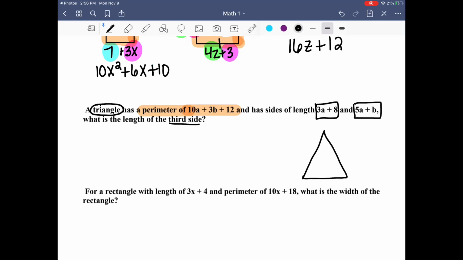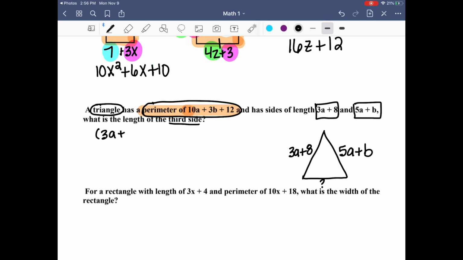So if I were to draw this figure out, we know that one of them is 3a plus 8, and we know the other one is 5a plus b. They want to know this third missing side in order to equal this perimeter that was given. Well, if we think about perimeter, we're going to add up the 2 sides that were given, and then we're going to subtract that from the perimeter, and that's going to leave us the leftover third side.